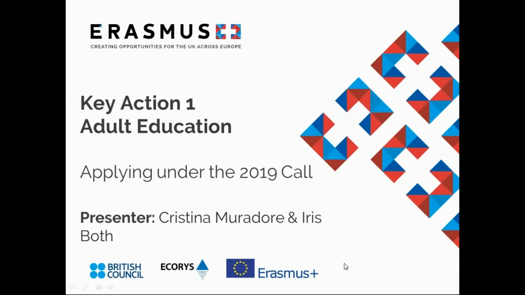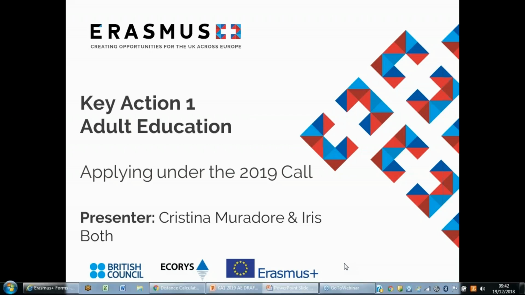Good morning and welcome to this recorded webinar on Erasmus Plus Key Action 1 Adult Education in preparation for the application deadline of the 5th of February 2019 at 11 UK time. This webinar is aimed at applicants looking to apply for funding under the Key Action 1 known as Adult Education Staff Mobility. The webinar will primarily focus on how to fill out the application form, as well as some hints and tips to help you with the application process.